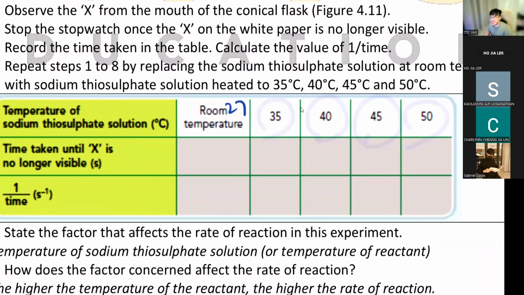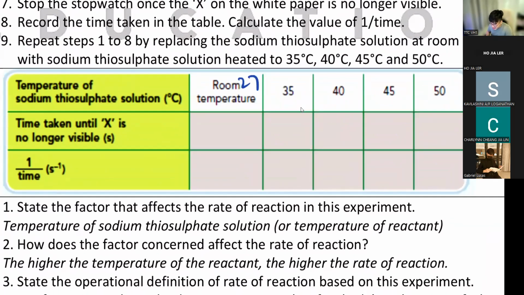Okay, guys, I have a question here. Which temperature will take the longest to disappear? Which is the slowest? Yes, room temperature. This one will take 120 seconds, maybe. And what about 50 degrees? How long will it take?